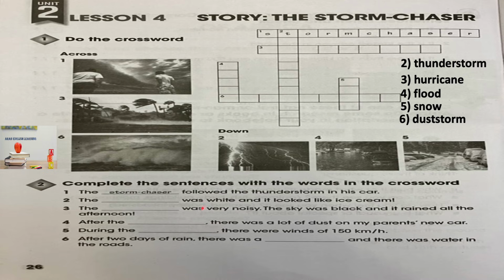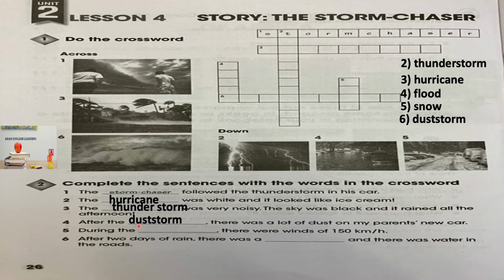Exercise 2. Complete the sentences with the words in the crossword. 1. The Stormchaser followed the thunderstorm in his car. 2. The hurricane was white and it looked like ice cream. 3. The thunderstorm was very noisy, the sky was black, and it rained all the afternoon.